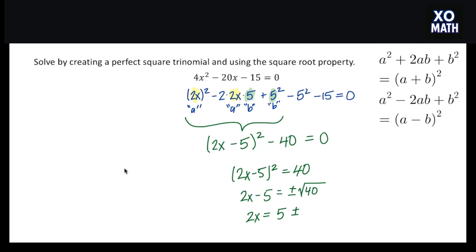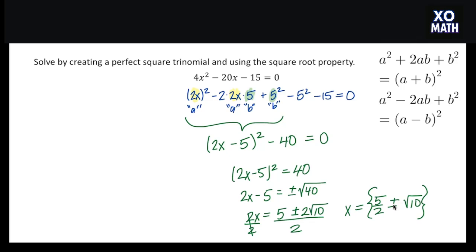And actually, 40 is 4 times 10. And the square root of 4 is 2. So I can rewrite this as 2 times radical 10. Divide both sides by 2. And I end up with x equals 5/2 plus or minus radical 10. So let me just finish off what I did there. So I did 5 divided by 2 here, so that's 5/2. And then 2 rad 10 over 2, the 2s simplify and just give us rad 10. So I have two answers here.